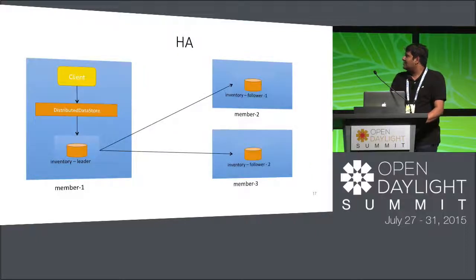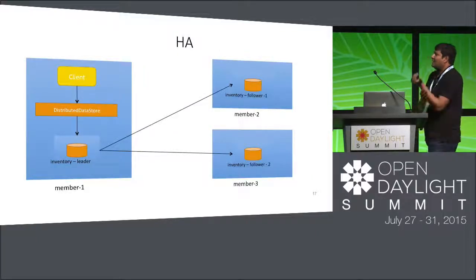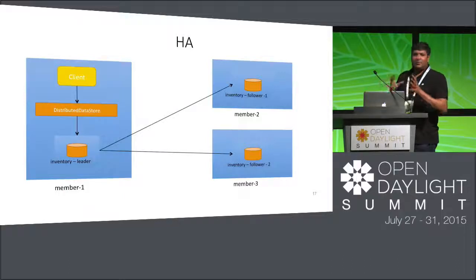All right. So the next thing is high availability. So I'm able to distribute my data. I can have inventory on one node, topology on another node. But what if I had inventory on one node and that node failed? Then would I lose my access to my inventory data? I don't want to lose access to my inventory data.